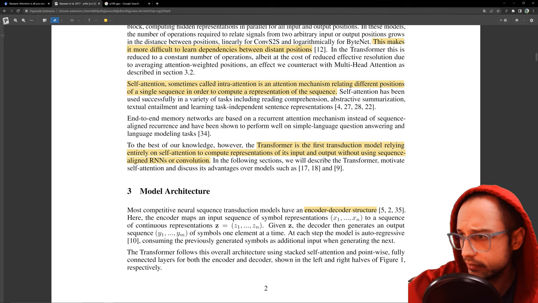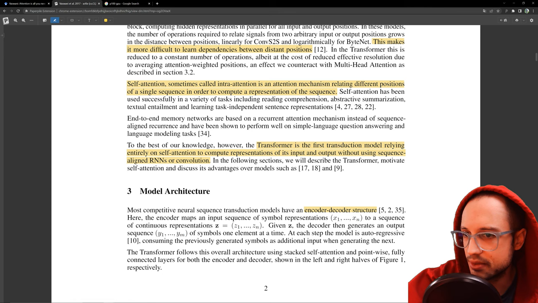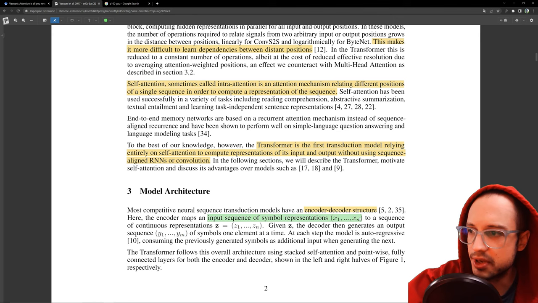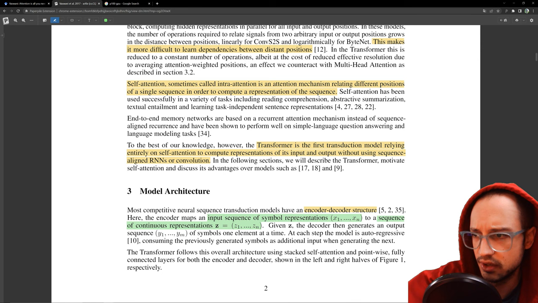Okay, so the encoder maps an input sequence of symbol representations. In this case, they're dealing with sentences. That's what this Transformer model was originally designed for. So you're going to have an input sequence of symbols, X1 to XN. These are usually going to be word tokens. Then a sequence of continuous representations, Z. This is the compressed version of that, right? So the encoder takes the actual sentences and compresses them into these little vectors Z. Given Z, the decoder then generates an output sequence of symbols. So the encoder takes these X's, turns them into Z's, and then the decoder takes those Z's and turns them into Y's. And then basically you want these Y's to be as similar to the X's as possible.